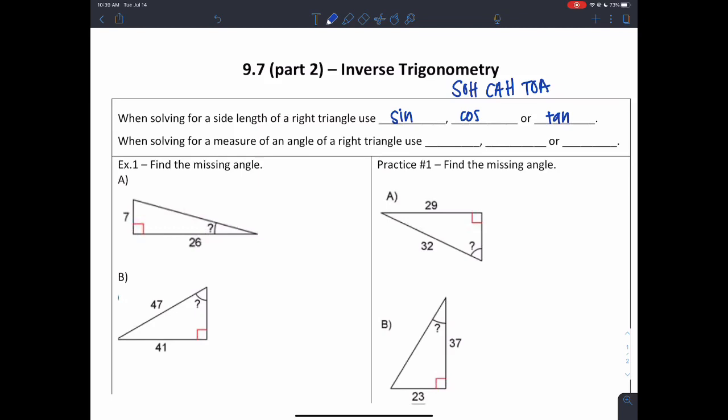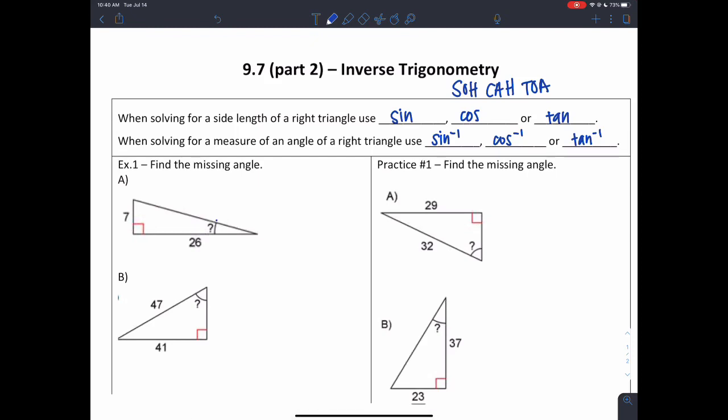Now, in this lesson, we will be solving for angles of right triangles. So when we solve for a measure of an angle of a right triangle, we use sine inverse, cosine inverse, and tangent inverse. And previously, we did do part of our lesson on inverses. Remember that the function and the inverse of a function cancel each other out when we solve for variables. So let's try example 1, and you'll see how it works.